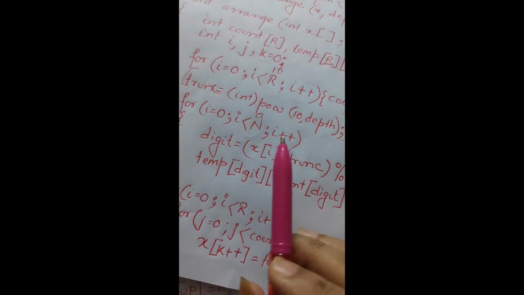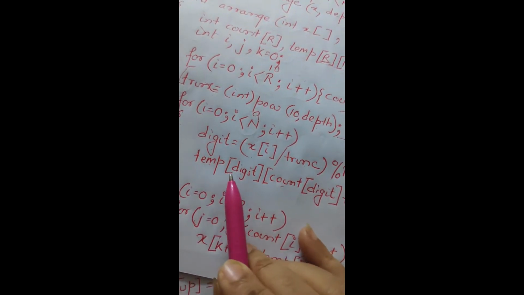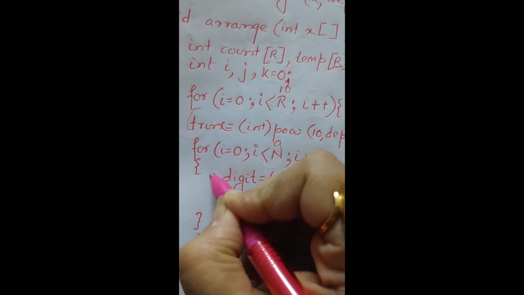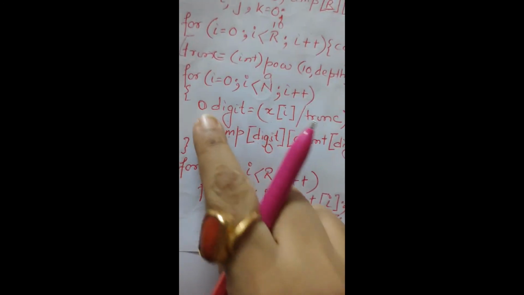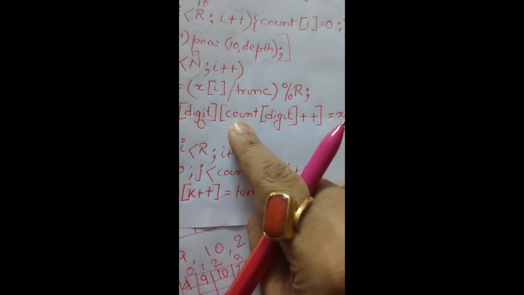algorithm, this trunc values or the digits. Temp digit. So what digit did we get over here? The digit that we got is 0. Let's again come back to the algorithm. Digit is equal to xi divided by trunc mod 10. So the digit value that we got is 0. So temp digit, that means temp 0. Count digit. What is the value of digit? 0. So count 0.